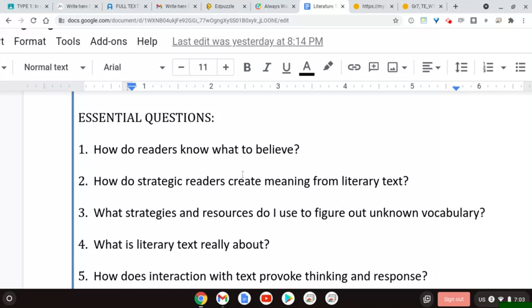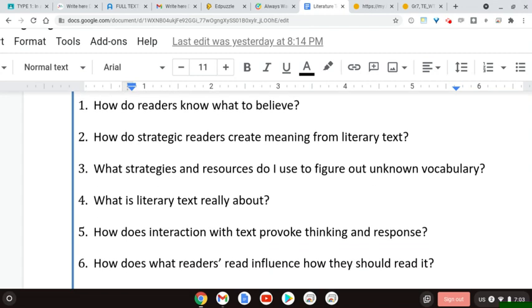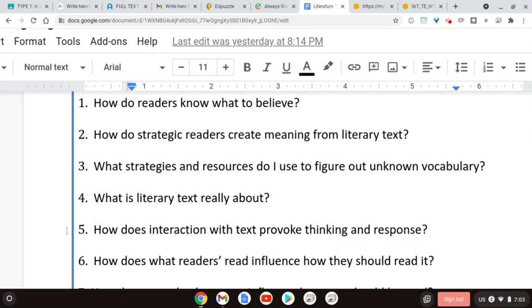Good morning. Today, we're looking at the following essential questions as we close read a second poem called How Things Work. We're going to look at essential question number 2, how do strategic readers create meaning from literary text? Essential question number 4, what is literary text really about? And essential question number 5, how does interaction with text provoke thinking and response?